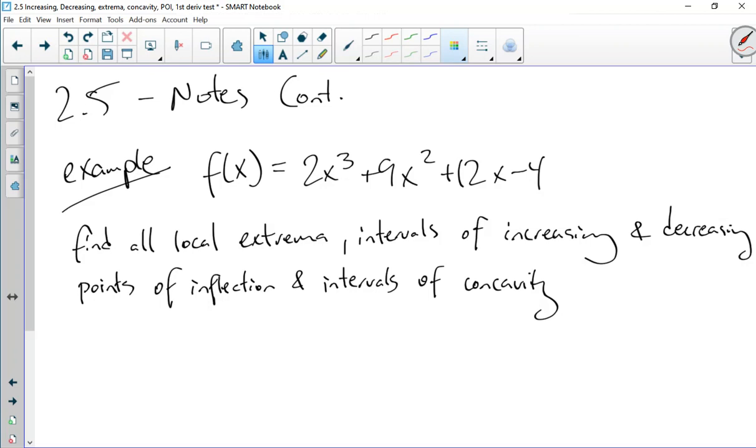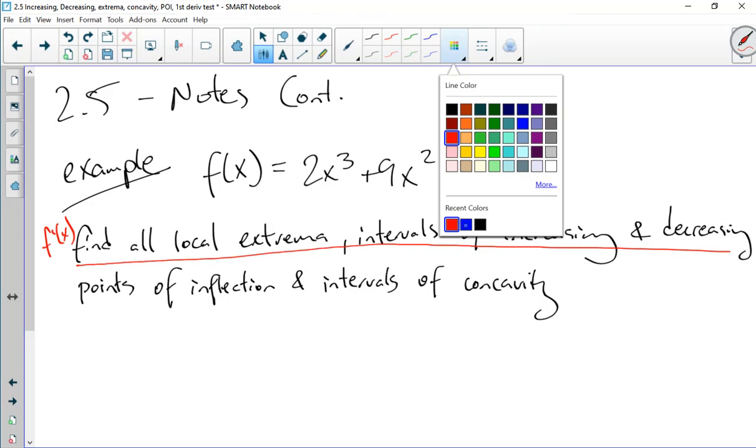So, turn to your neighbor. Which of these things are we able to do with the first derivative, and which of these things are we able to do with the second derivative? Talk about it. Okay. Yes, you guys are getting it right. I did also sort it by which one goes with which.